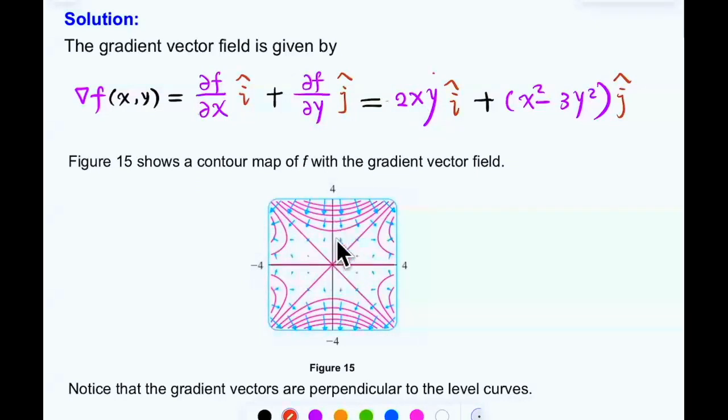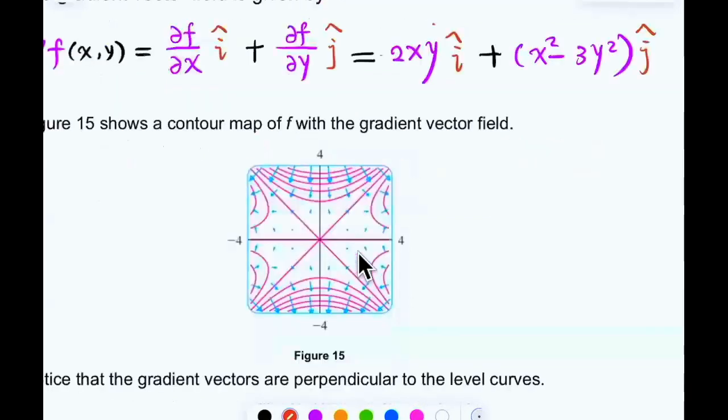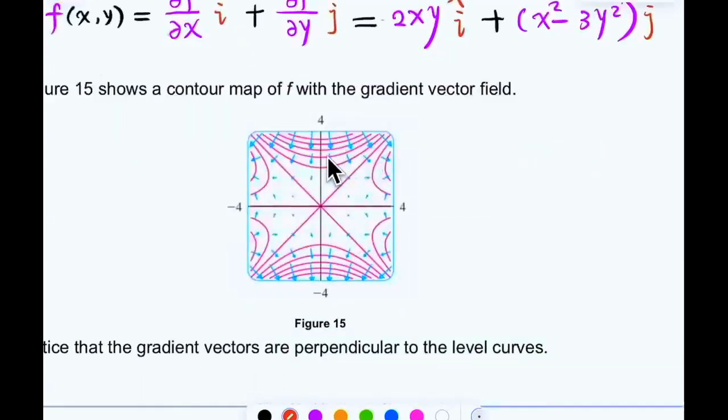Okay. And then also, what do you notice? The gradient vectors, the blue arrows, are orthogonal to the level curve. The pink ones here are the level curves of this scalar function. Now look at the blue one, it is perpendicular to the level curve, right? So it forms a 90-degree angle with the level curve right here.